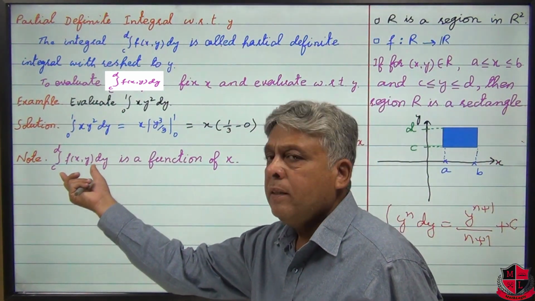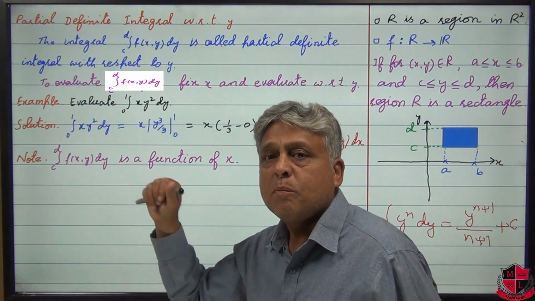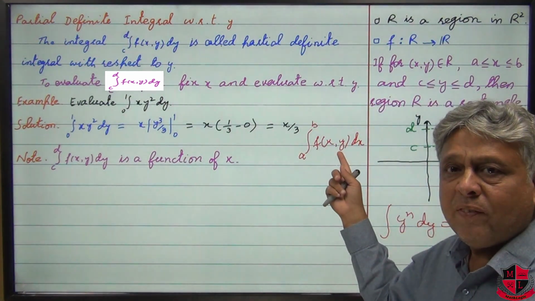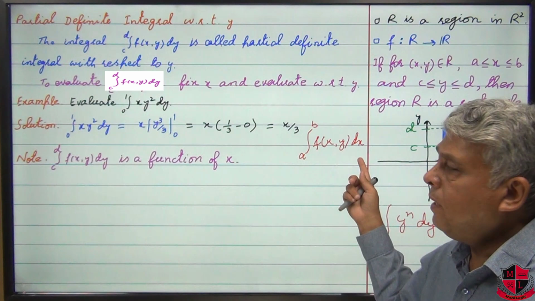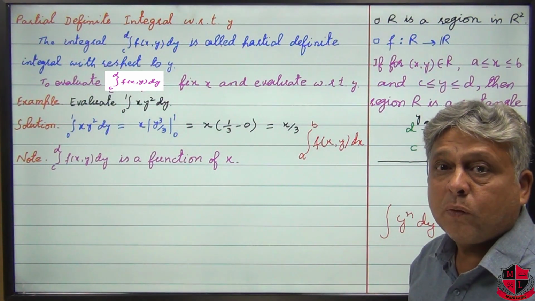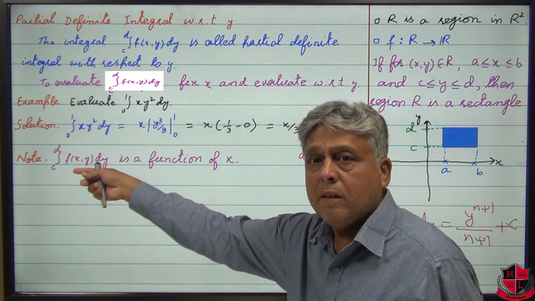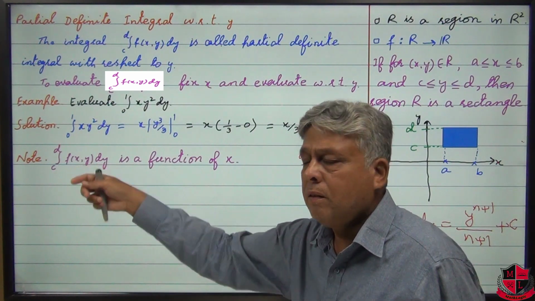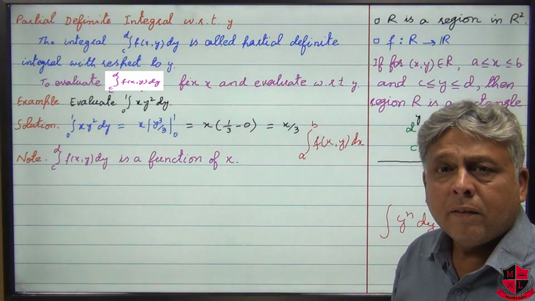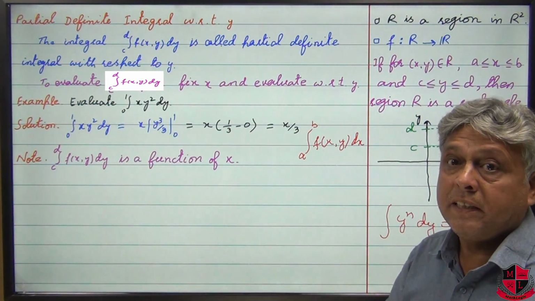This answer is a function of x and can be integrated with respect to x. The answer of this partial definite integral is a function of y, and this function of y can be integrated with respect to y. If we evaluate this answer with respect to x and this answer with respect to y, the resulting integrals are called the iterated integrals.